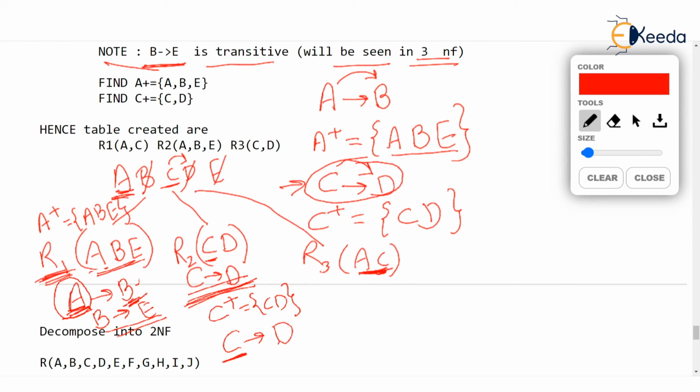What about R3? Come on, AC was the candidate key of the original table, and there are no dependencies as such defined on this. AC determines AC here. That means all the dependencies defined on R1, R2, R3 are not partial. So we say the decomposed tables. Remember, listen very carefully. The decomposed tables R1, R2, R3, all three tables are in second normal form. Thank you very much.